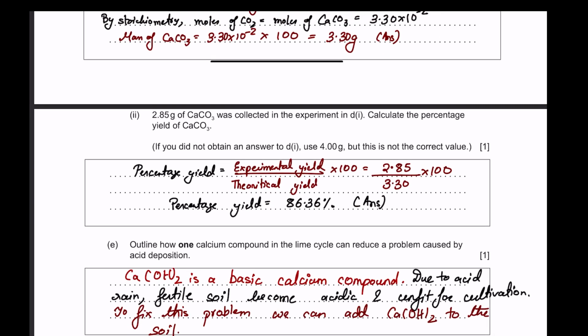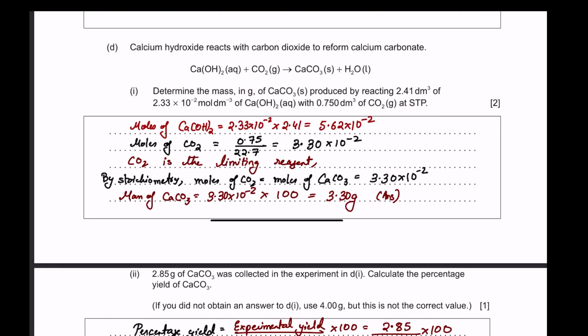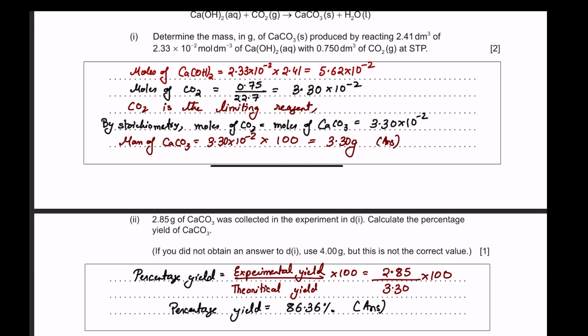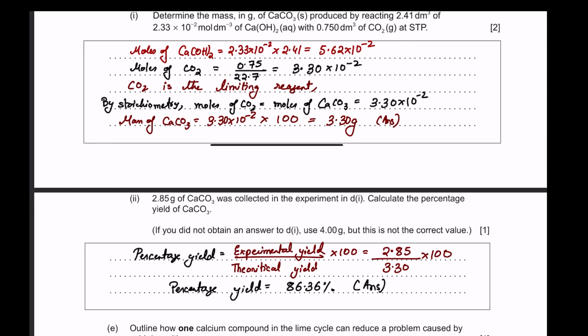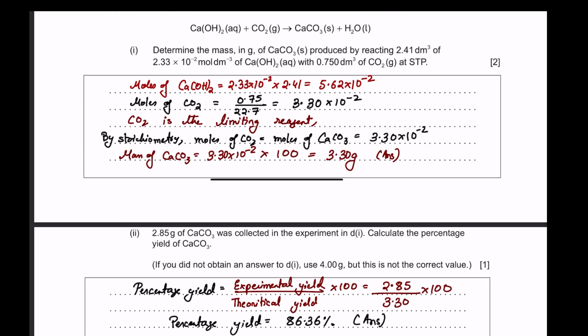In the next problem, we have 2.85 grams of calcium carbonate that was collected in the experiment in part D 1. Calculate the percentage yield. So this one is pretty simple. Percentage yield is your experimental yield divided by the theoretical yield times 100. Experimental yield is the amount that you obtain via your experiment. Theoretical yield is the amount that you obtain via your calculations. So we know from the previous question the theoretical yield is 3.30 grams because we obtained it by our numerical calculations.